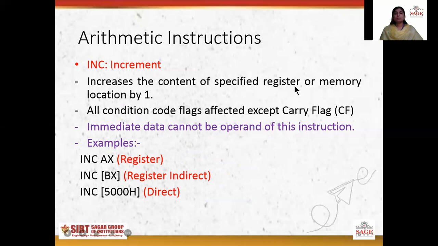Next is the increment. It increases the content of the specified register or memory location by 1. All condition code flags are affected except the carry flag. Immediate data cannot be the operand of this instruction. This is AX, a 16-bit register, and it holds a 16-bit operand. This will be incremented by 1. Here, in register indirect, the operand stored at this memory location will be incremented by 1. And in the third example, the operand stored at this memory location will be incremented by 1.